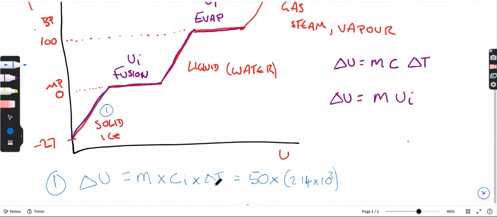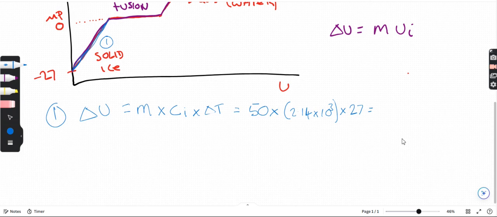And then the difference in temperature, that triangle T means delta T, the difference in temperature, which is going to be 0 take away 27, 0 minus 27. So the difference in temperature is 27. So times that by 27. This will give us the energy to go from minus 27 to start to melt it into water, all the way up that little hill. If you put that in your calculator, you'll get something like 2889 joules. That's how much energy we need to do that.